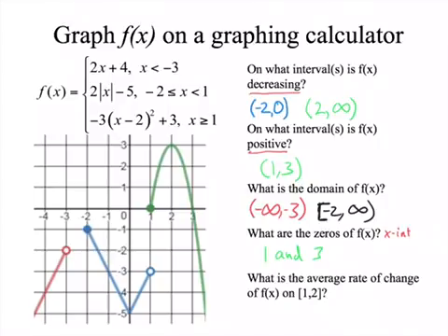Last question, average rate of change. Well, that's slope from 1 to 2. So can we look at the graph and go, I'm looking for that slope right there. So what is my rise over run? Isn't that 3 and 1? 3 over 1 is 3. So isn't my slope from 1 to 2, 3?